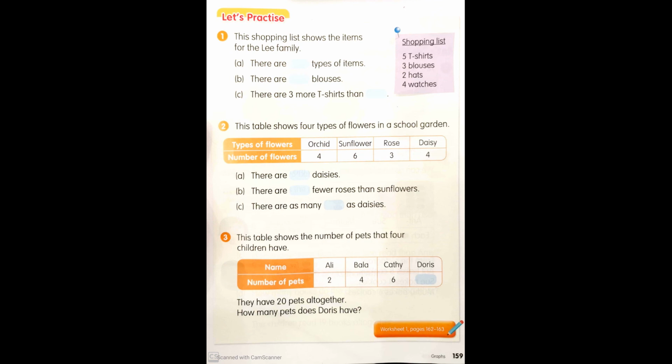Okay, KG2, we've finished part A about the list. Let's go on to part B and see what it's about.